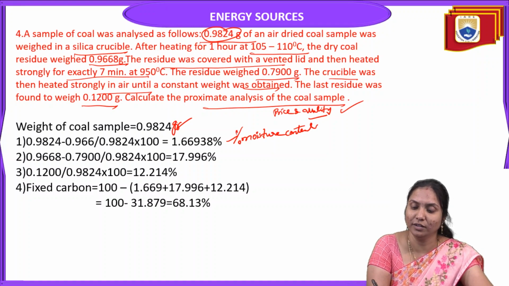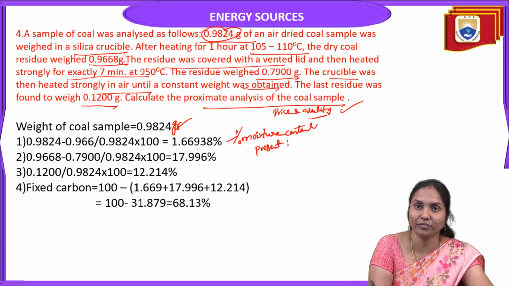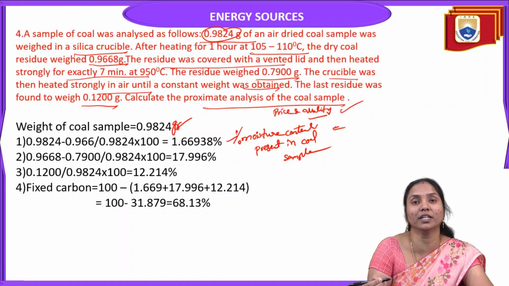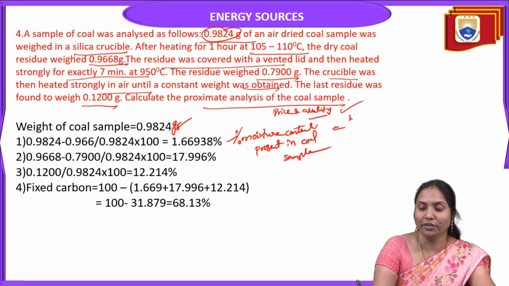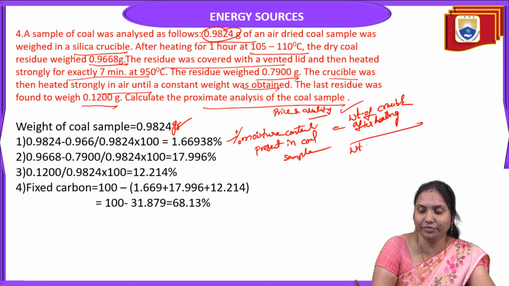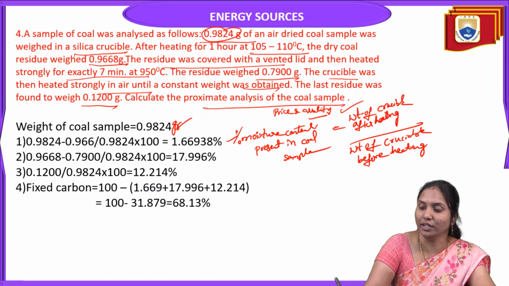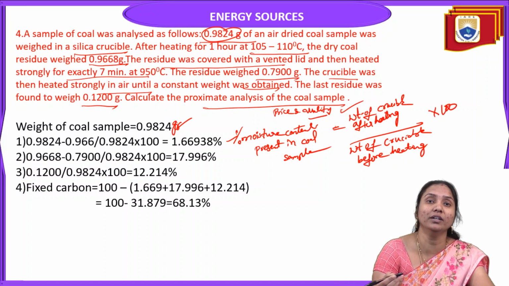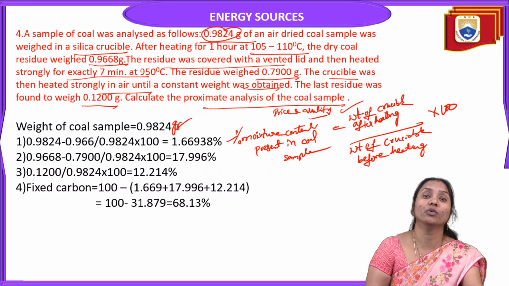Percentage of moisture content present in coal sample. So how can we calculate the percentage of moisture content present in coal sample? Here, weight of crucible after heating by weight of crucible before heating into 100. This is the formula used for the determination of moisture content present in coal sample.